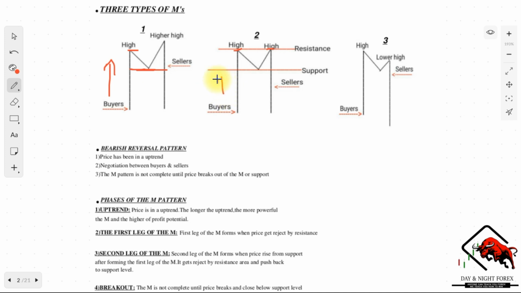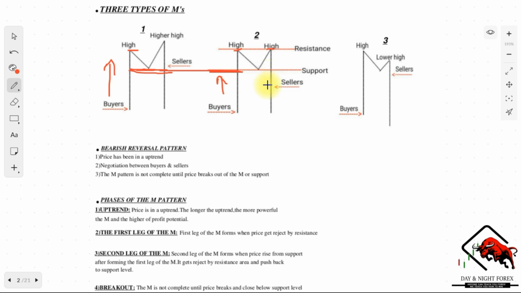Firstly, the price will be in an uptrend, as you can see in all three. Negotiation between buyers and sellers happens in between here. The M pattern is not complete until the price breaks out of the M, or the support. As we say, this is our neckline, which is our support. So once the price breaks through that, that's when the M is complete, and we can say, okay, we now have our complete M formation, and we can look for an opportunity to sell.